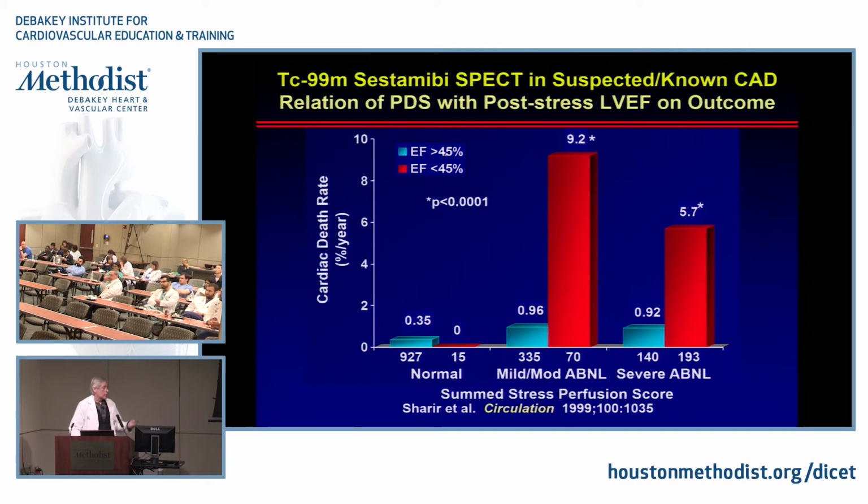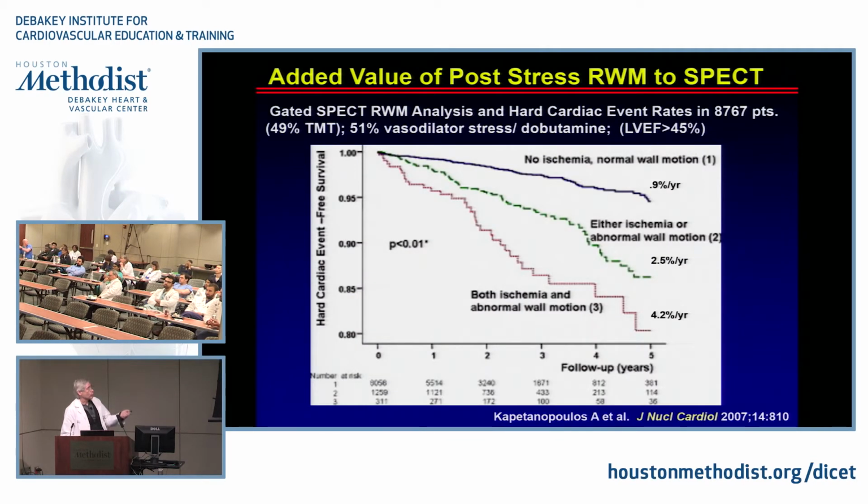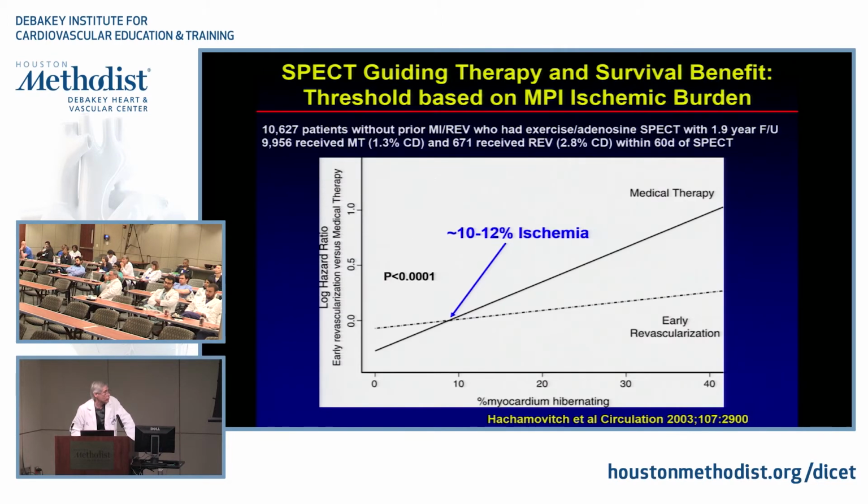There's also clearly an interaction in terms of the size of the ventricle post-stress. If you have a dilated left ventricle post-stress, that also is a risk factor, right? And there's also this issue about regional wall motion. So this is a large cohort of patients getting either exercise or pharmacologic stress: no ischemia, normal wall motion, very low event rate in terms of hard cardiac event-free survival; either ischemia or abnormal wall motion; and both ischemia and abnormal wall motion. So you can see that it's not only the ejection fraction, it's also the presence of regional wall motion abnormalities that help predict outcome.